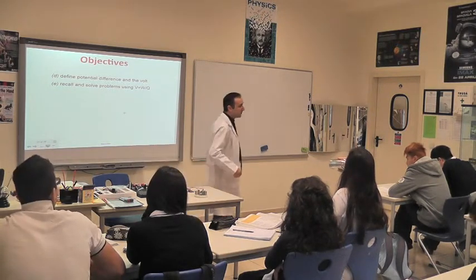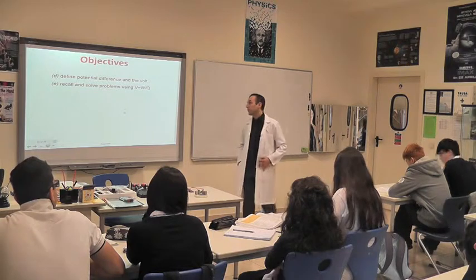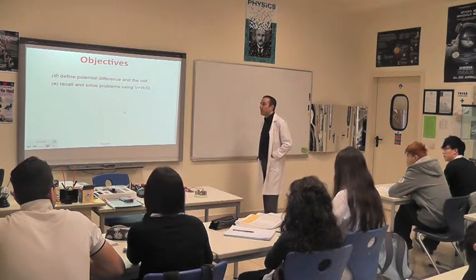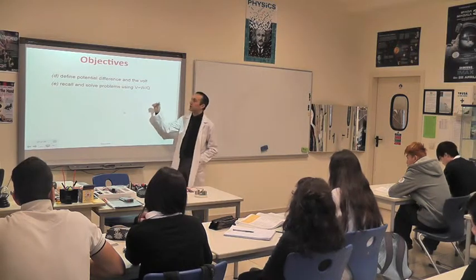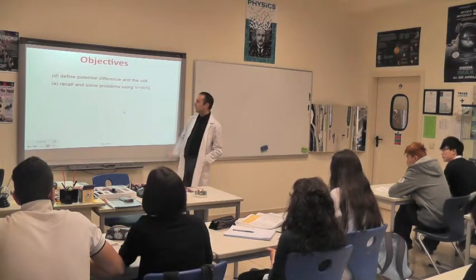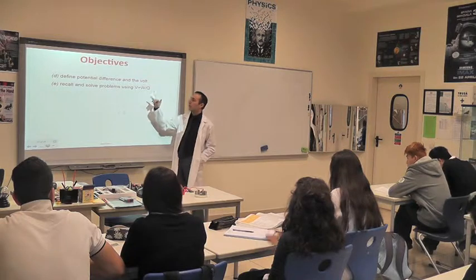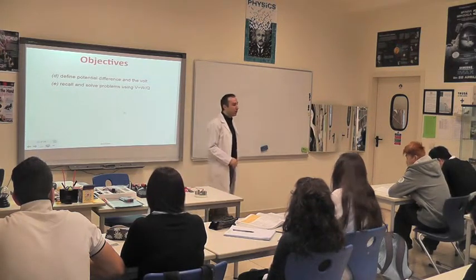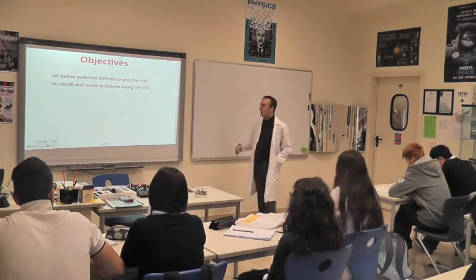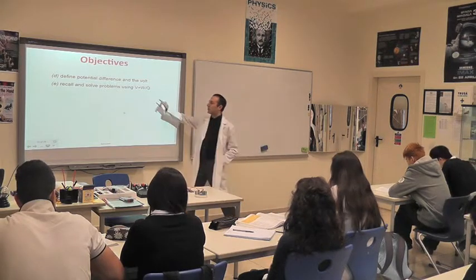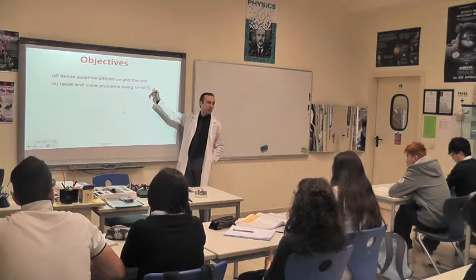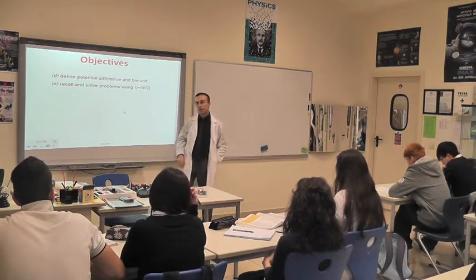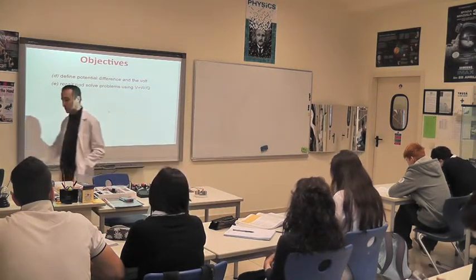A standard battery is 1.5 volts, as you know, written on them. We are going to learn what this potential difference or voltage means, and we are going to recall and solve problems using voltage equals energy over charge. So work done, or energy over charge, is equal to voltage. Okay.